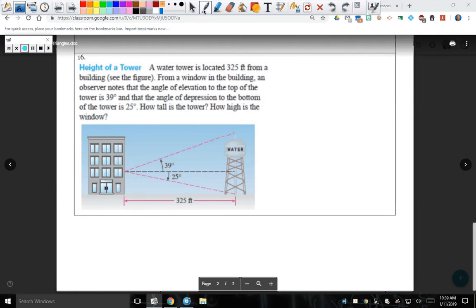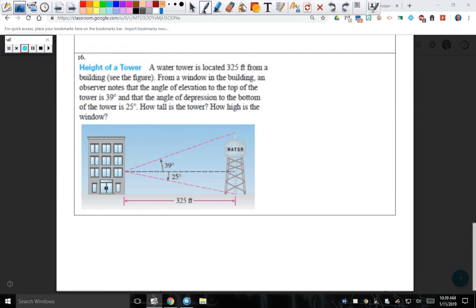Guys, so we're looking at the height of this tower, okay? It says a water tower is located 325 feet away from this building. From a window in the building, an observer notes that the angle of elevation, so we need to be going up per se. So from a horizontal, we're going to go up with an angle of elevation. And this angle of elevation is 39 degrees, okay? We see that right here.